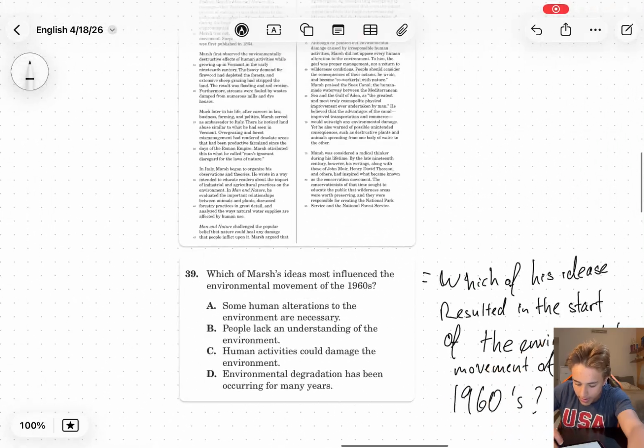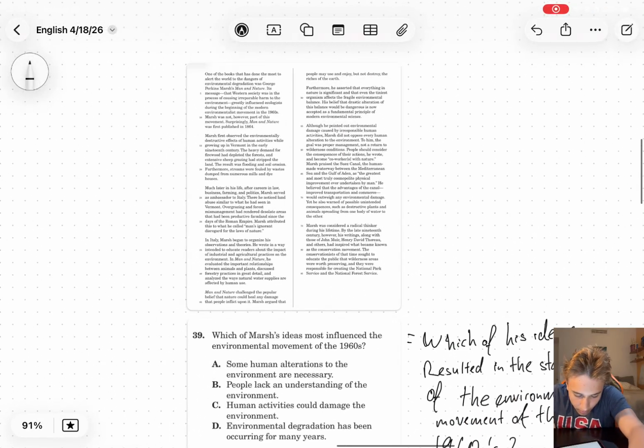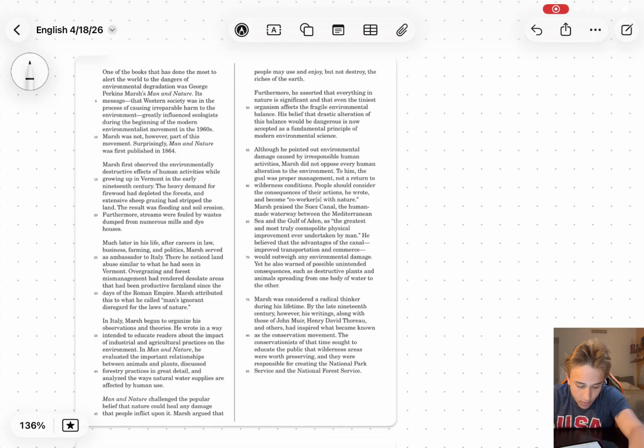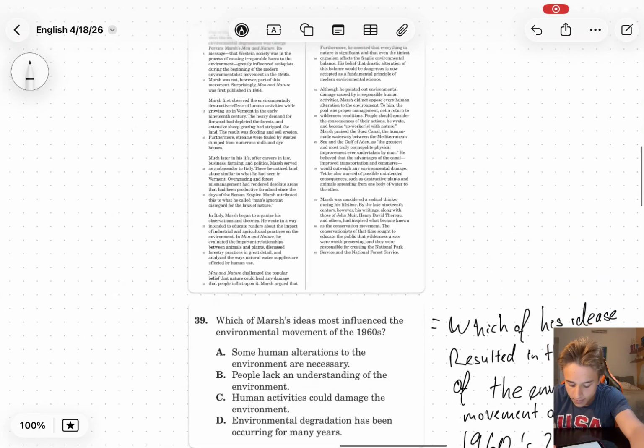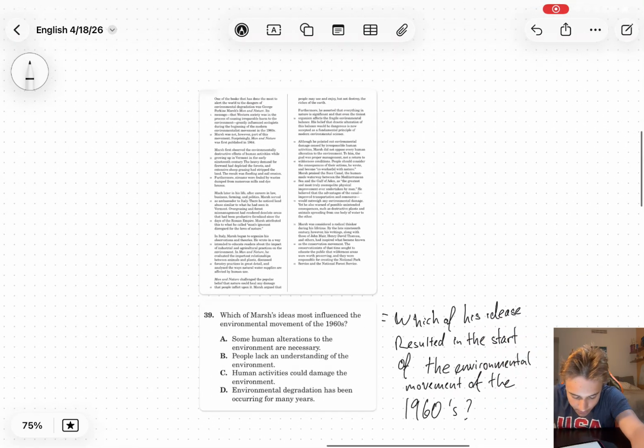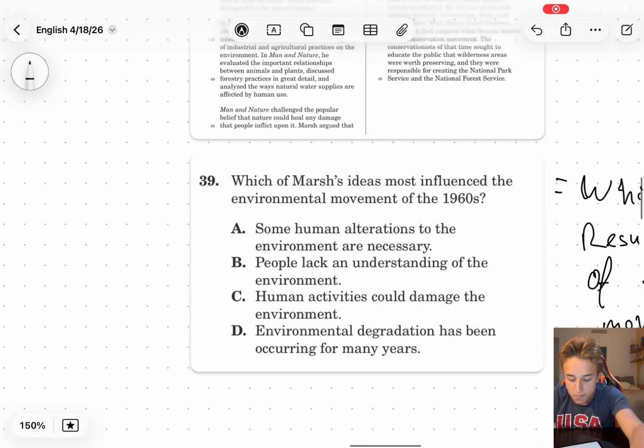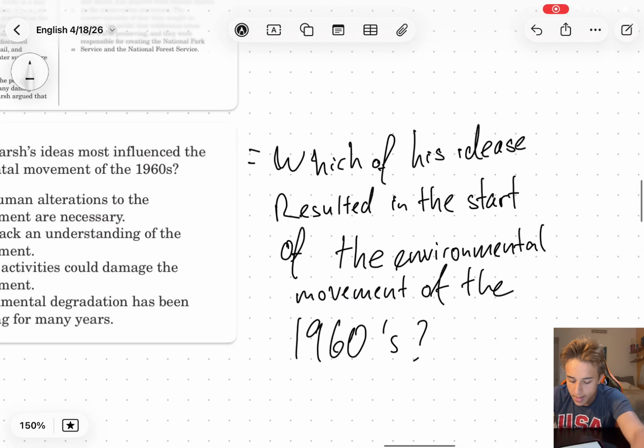So we're going to look at another passage here, which is about George Perkins Marsh and his ideas about environmentalism. Feel free to pause here to try and answer it. Okay, so the question is, which of Marsh's ideas most influenced the environmental movement of the 1960s? AKA, which of these ideas resulted or caused the development and the start of the environmentalist movement at this time? So that's the cause and effect that we're looking at.